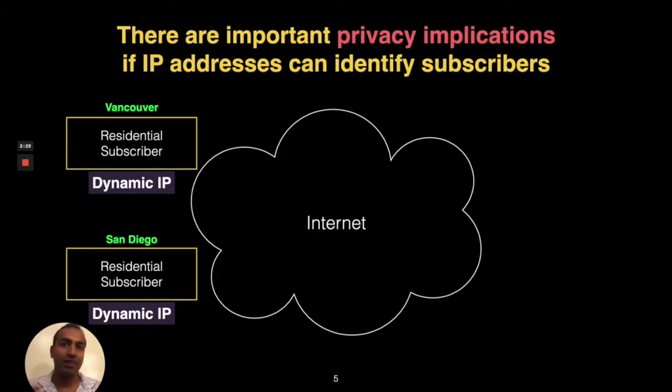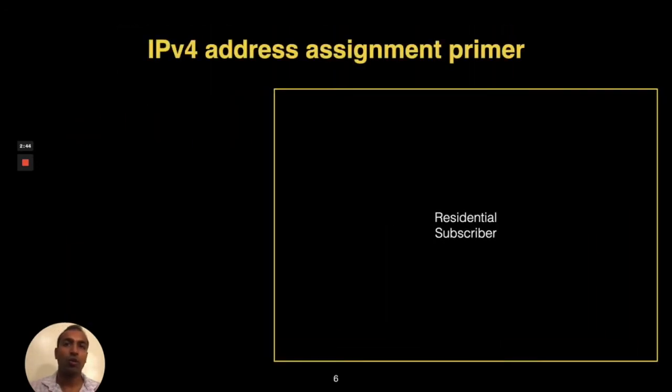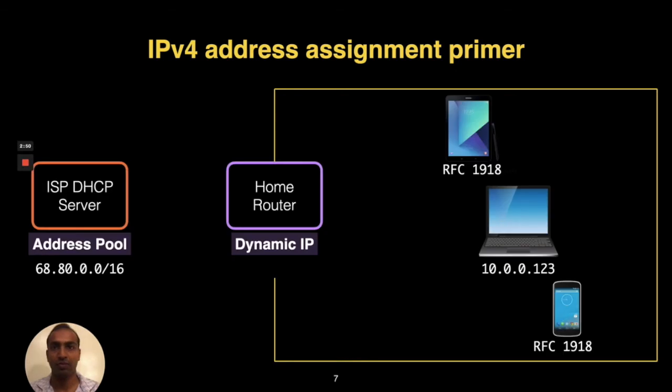But other than these applications, there are also larger privacy issues at stake here. If IP addresses can be used as long-term subscriber identifiers, there are serious privacy implications since subscribers can be tracked long-term. In order to understand if addresses can indeed be used as identifiers, let's dig into a little bit of background first. Most of you are likely familiar with the typical IPv4 residential setting.